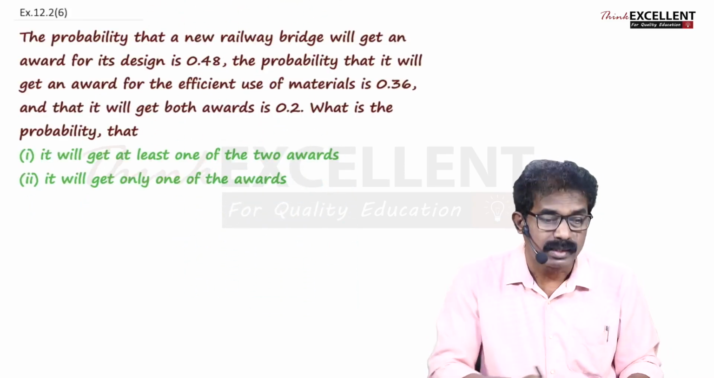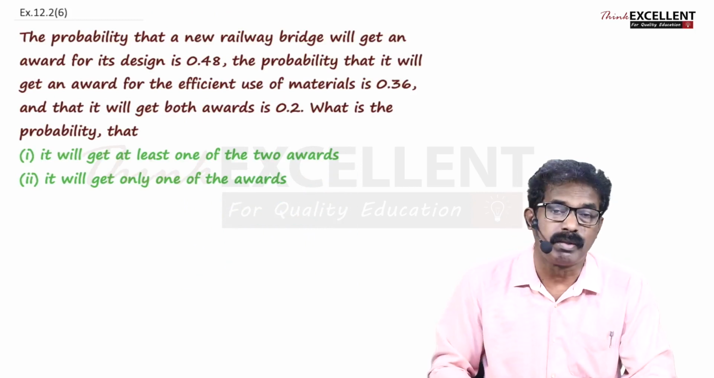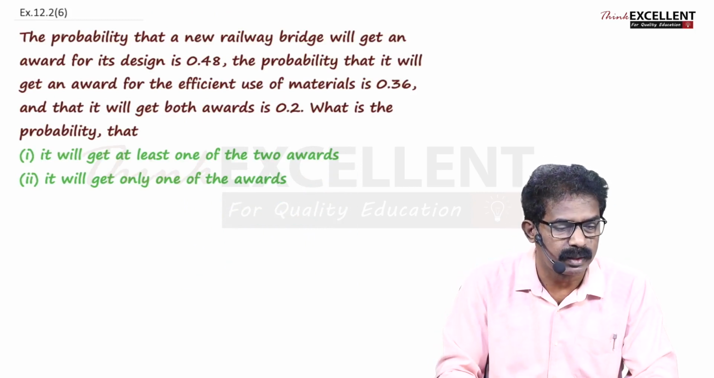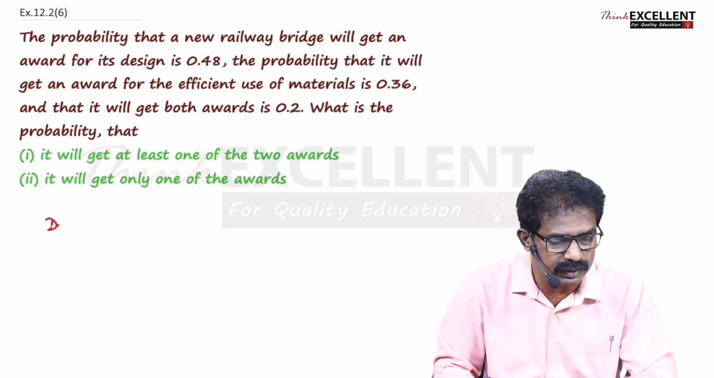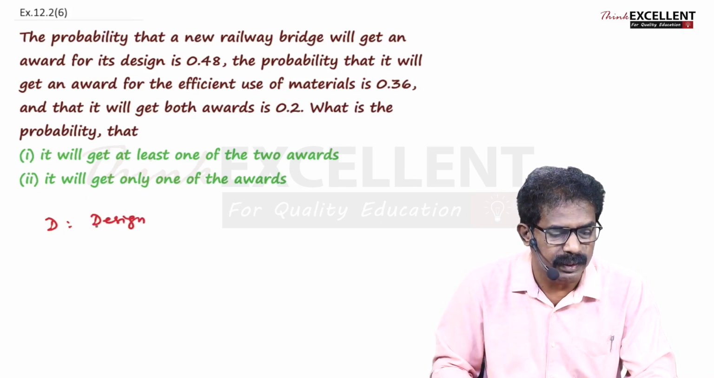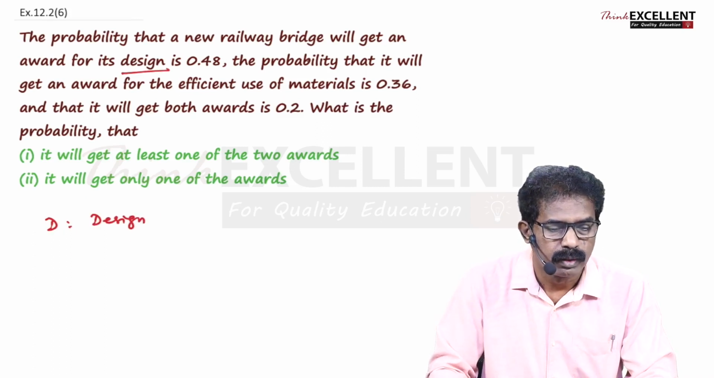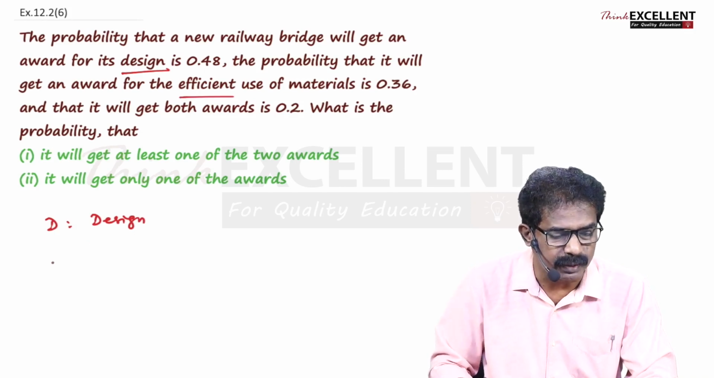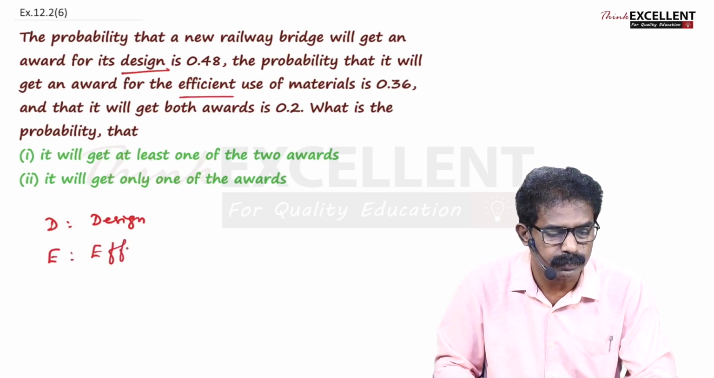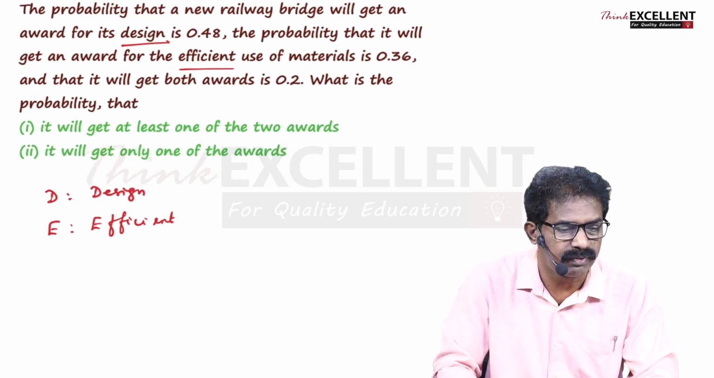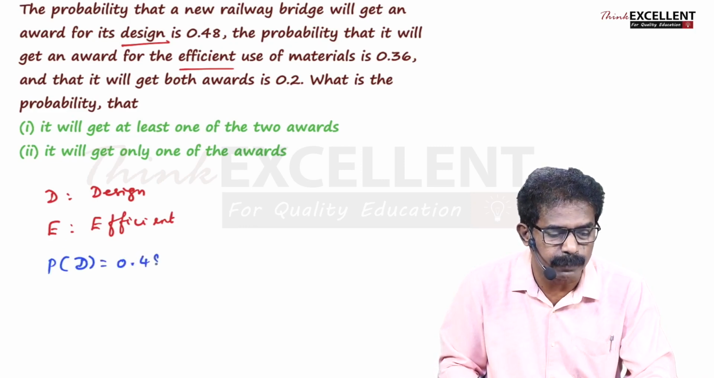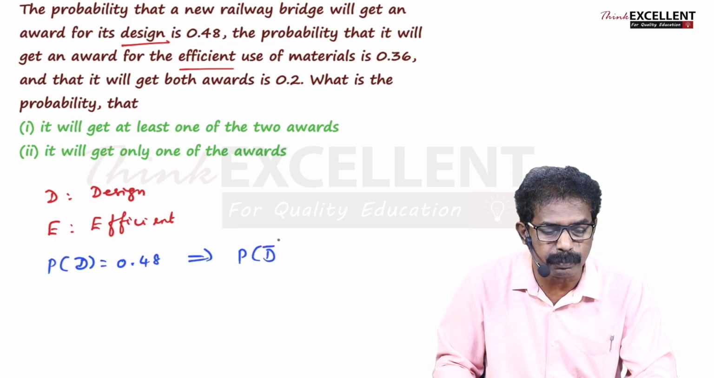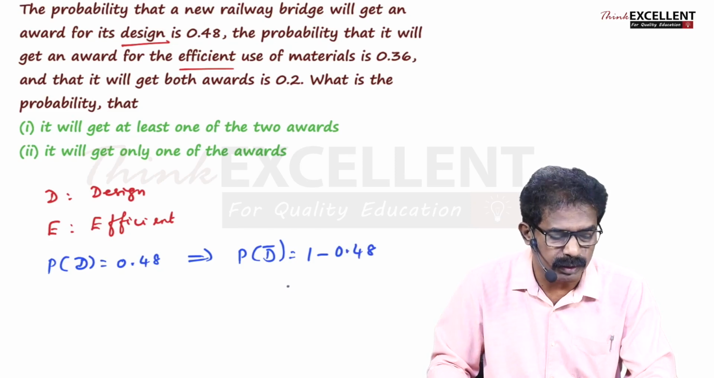Okay, now let's move on to the last question in this exercise. That's a very simple one, very much related to your 10th standard portion only. The probability that a new railway bridge will get an award for design. So D stands for design. The probability that it will get an award for efficiency. So E for efficiency. Let us write that first. The probability of getting an award for design is 0.48. Not getting an award for design, P of D bar equals 1 minus P of D, so you get 0.52.